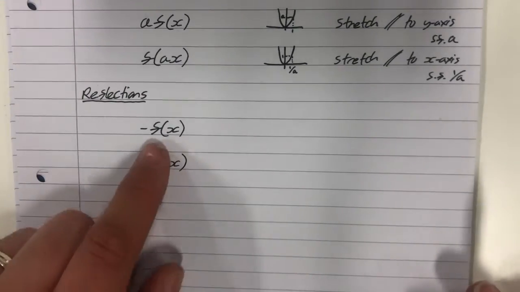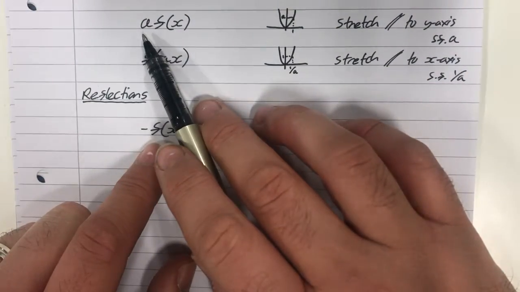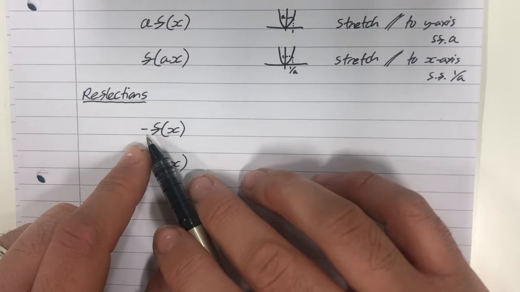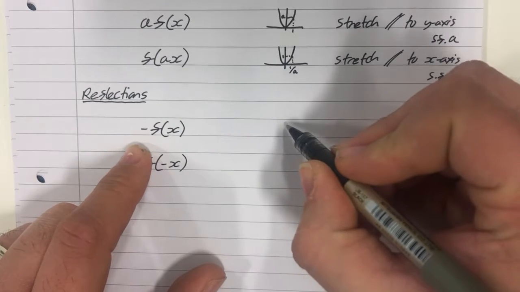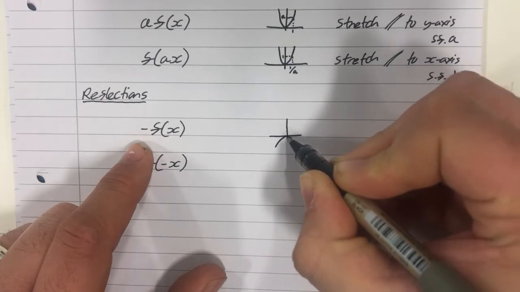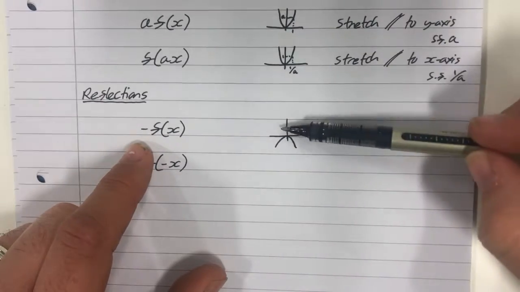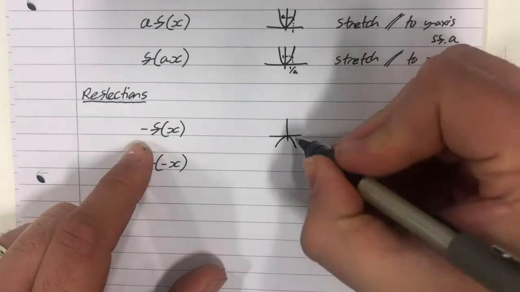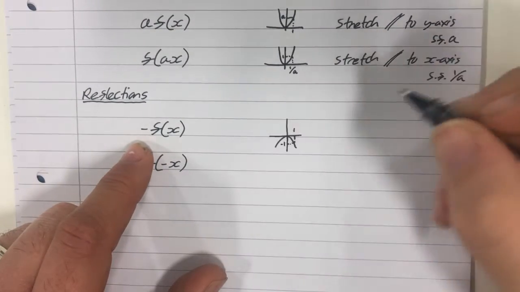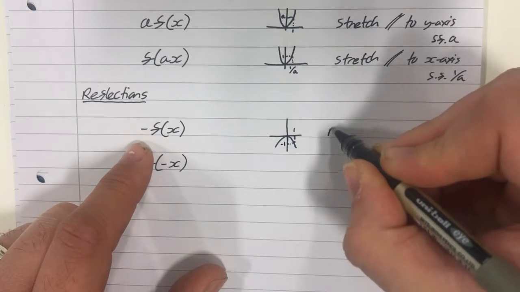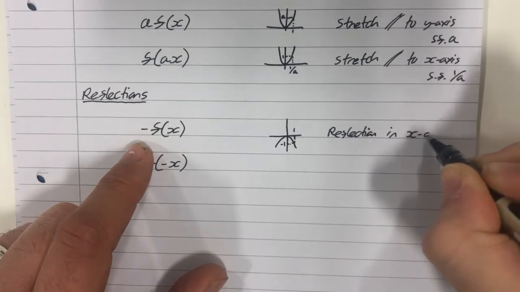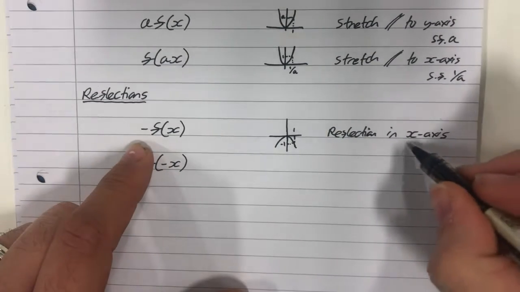And then the reflections. This is affecting all the y coordinates. So this is actually going to be a reflection in the x-axis because all the y coordinates have jumped down. The x coordinate is unchanged, it's still going to be 1, but the y coordinate will be minus 1. So that is a reflection in the x-axis, or in the line y equals 0 if you like.